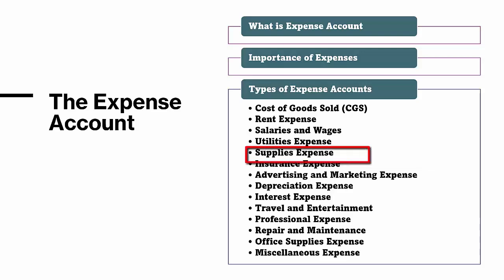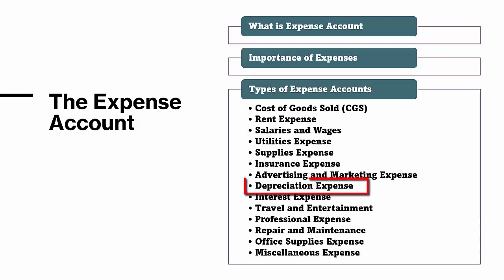5. Supplies expense. The cost of office supplies and other small items needed for day-to-day operations. This could include paper, pens, printer ink, and cleaning supplies. 6. Insurance expense. This covers the cost of insurance policies, such as health insurance for employees, property insurance, and liability insurance. 7. Advertising and marketing expense. Money spent on advertising, promotions, and marketing efforts to attract customers.